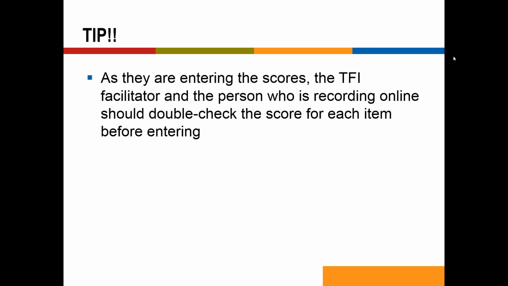This is what it will look like entering scores on PBIS apps. After the team has voted on and discussed each item, the person from the school team who is logged into PBIS apps should enter the score for each item for Tier 1 into the survey. This will only be items 1.1 through 1.15. Once again, as you are entering scores, the TFI facilitator and the person who is recording online on PBIS apps should double check each score for each item before entering to be sure that data is being recorded accurately.